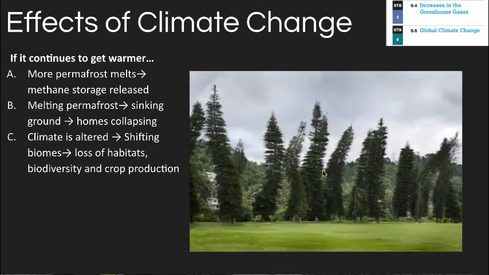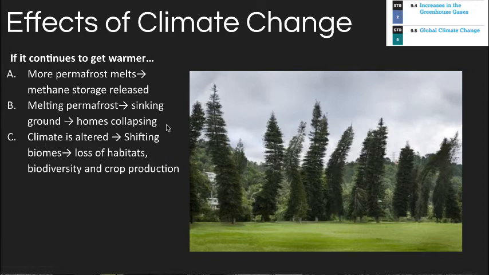Another thing about melting permafrost is sinking ground. Homes can collapse. You can see a home back here kind of tilted. These trees are called drunken trees because the ground below them is sinking, and they're always trying to grow towards the sun, so they sink and then they kind of grow back towards the sun, and they get these weird shapes here.